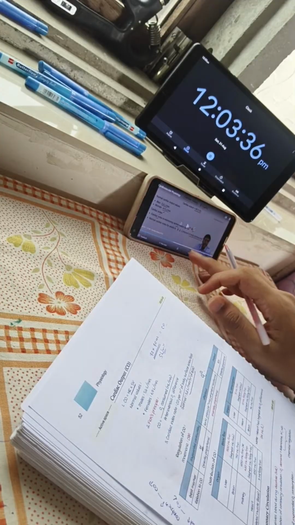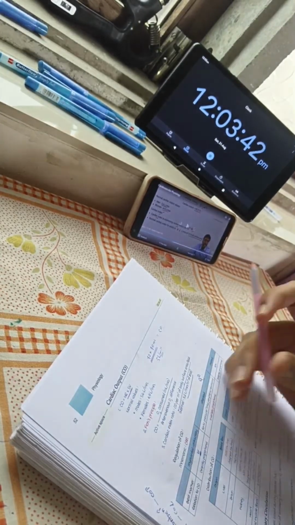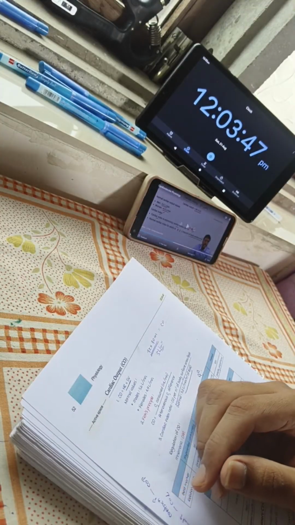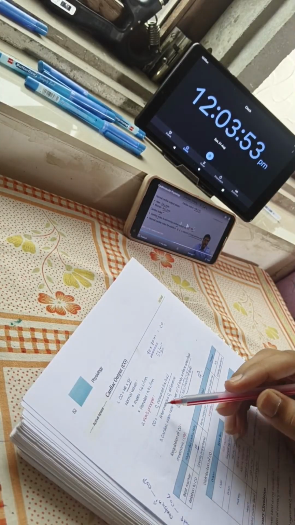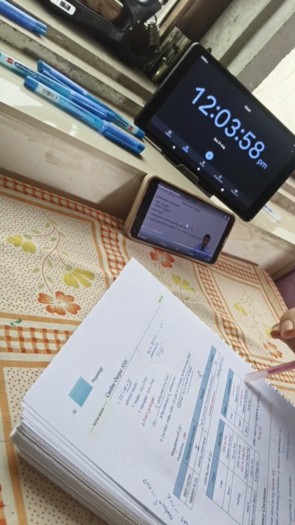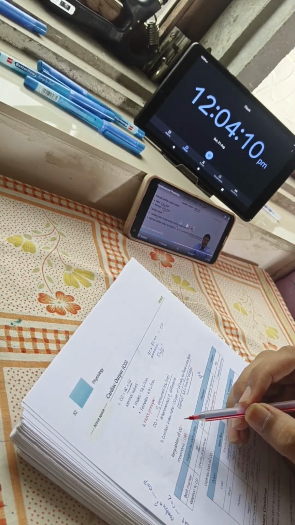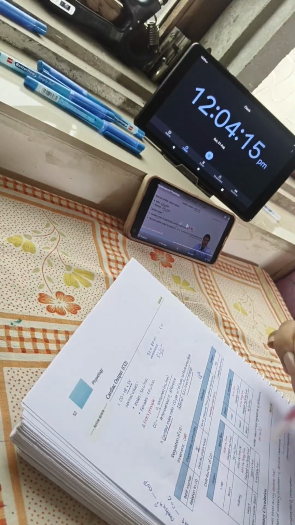So relating cardiac output to body surface area is the cardiac index. How to calculate cardiac output? Cardiac output is heart rate into stroke volume. Normal value 5 liters per minute. In females, 4.9 liters per minute. Cardiac index: cardiac output per square meter of body surface area. 3.2 liters per minute per square meter of body surface area.